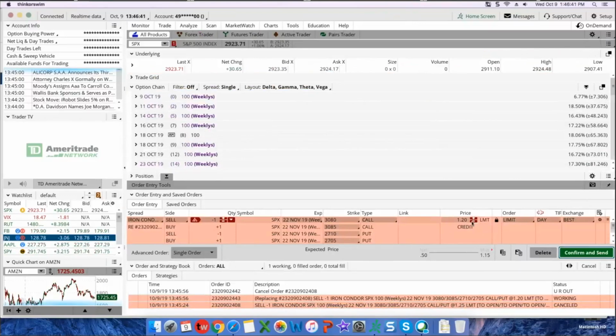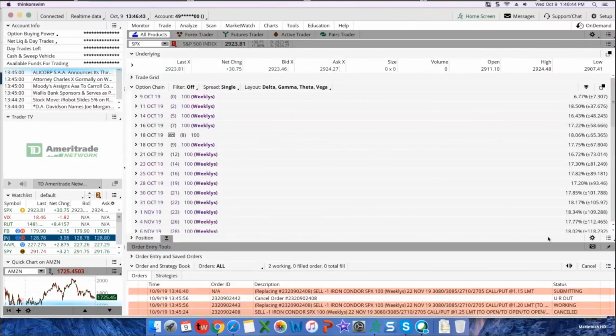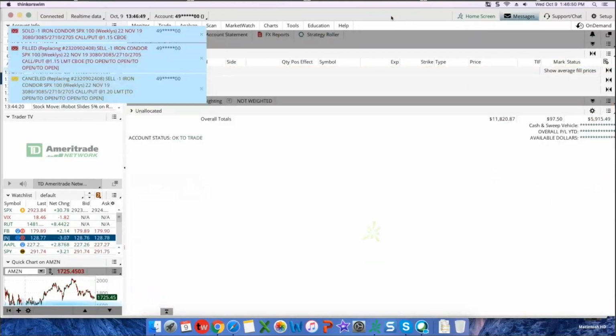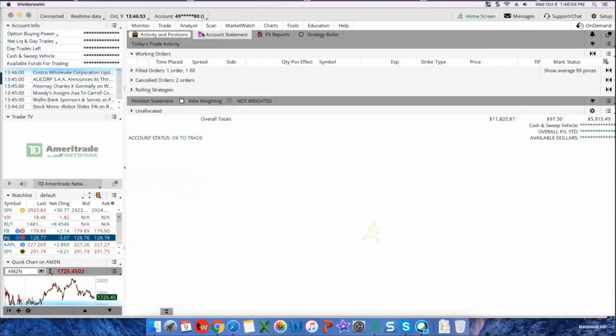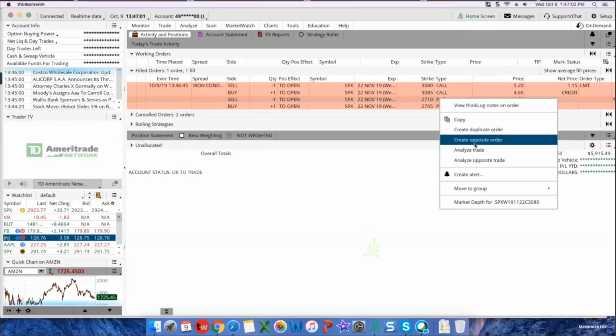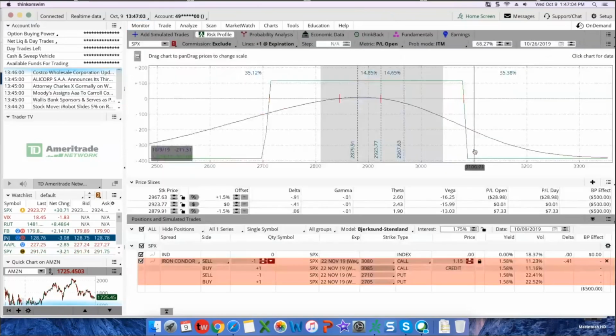Cancel. $1.15. We'll get executed here. All right, so we get filled at $1.15. It probably could have got 1.20 if I was more patient, but $1.15. I wanted to get this on. And now let's talk about it. So we'll just talk about it for about 5 minutes, and we'll go from there.